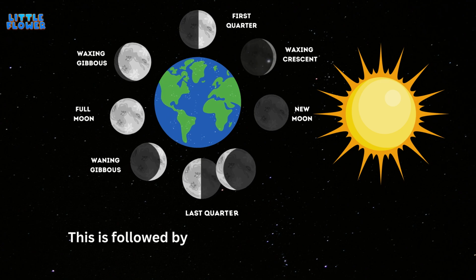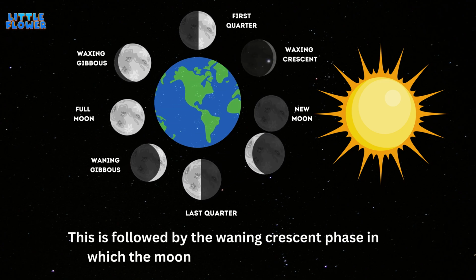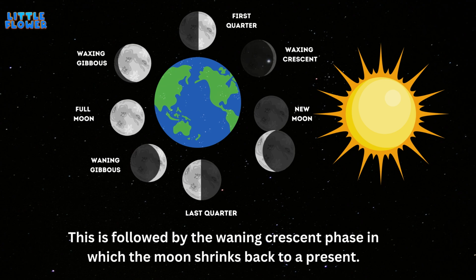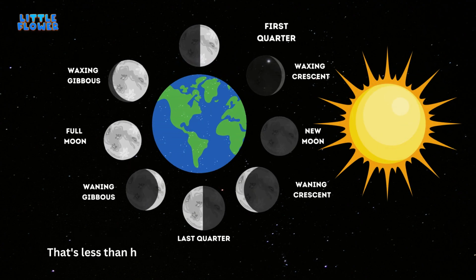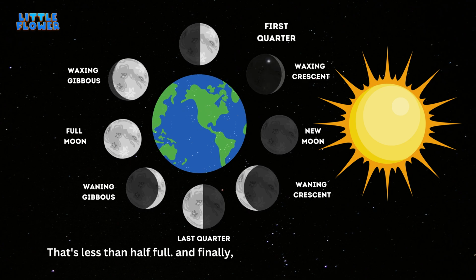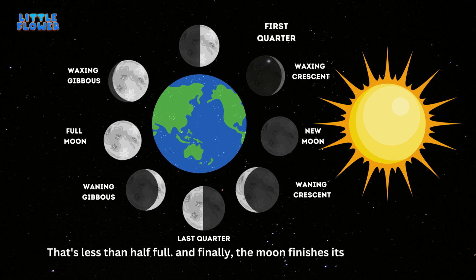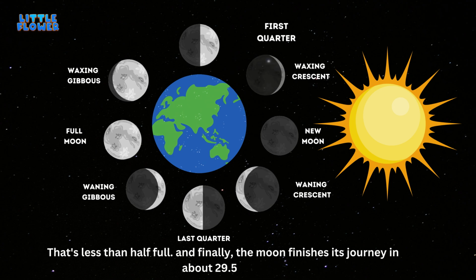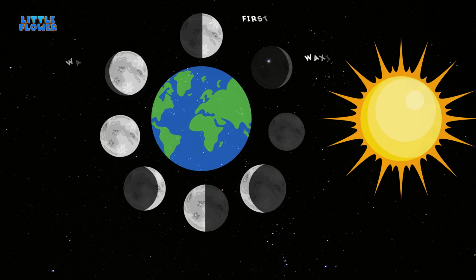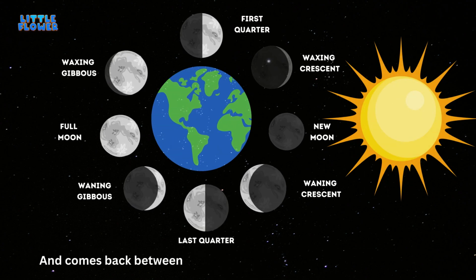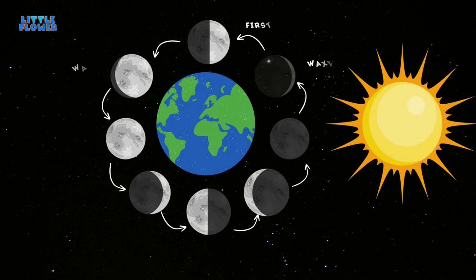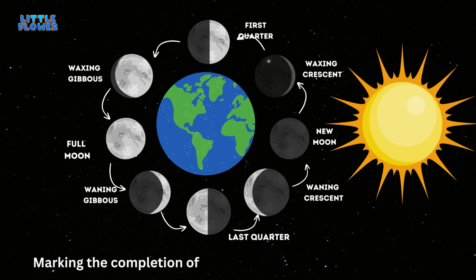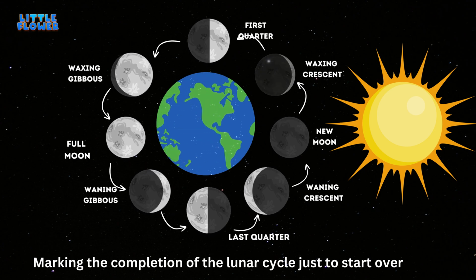This is followed by the waning crescent phase, in which the moon shrinks back to a crescent that's less than half full. And finally, the moon finishes its journey in about 29.5 days and comes back between the Earth and Sun to its new moon phase, marking the completion of the lunar cycle, just to start over again.